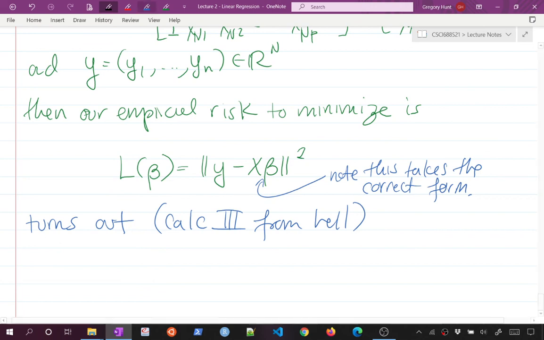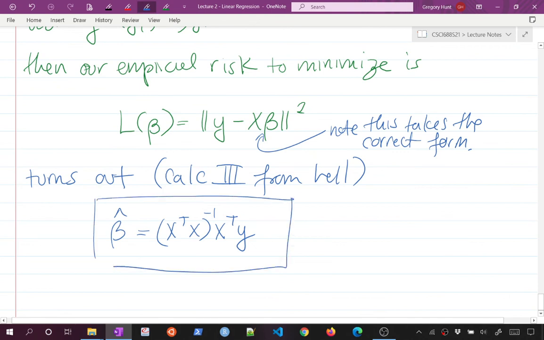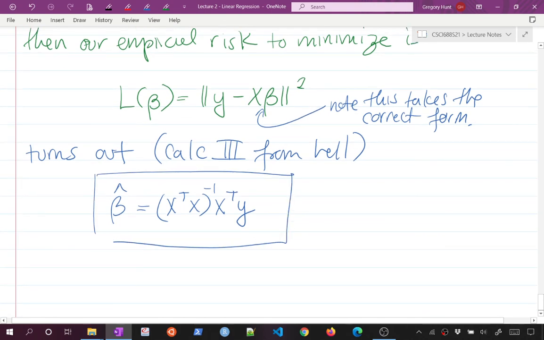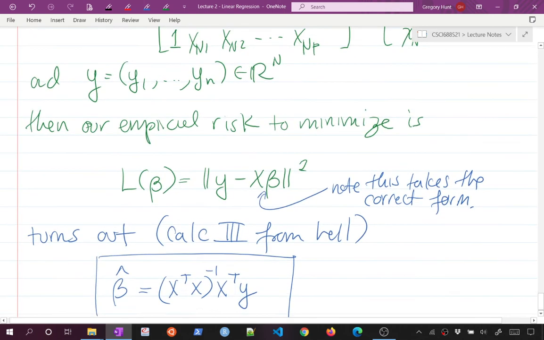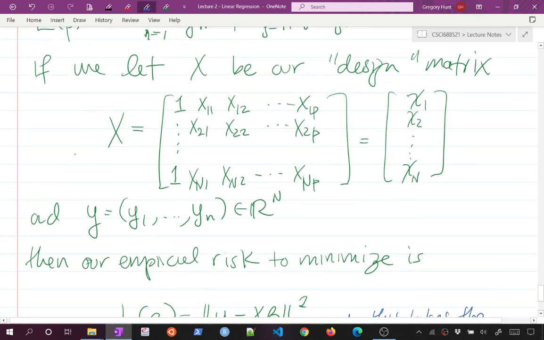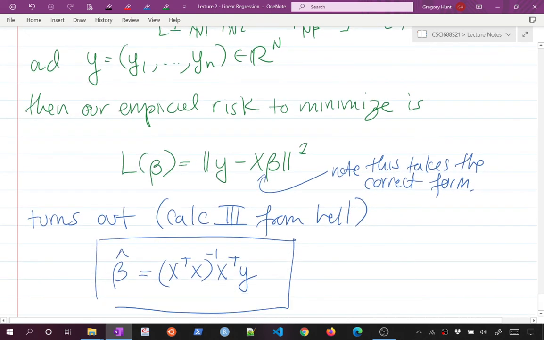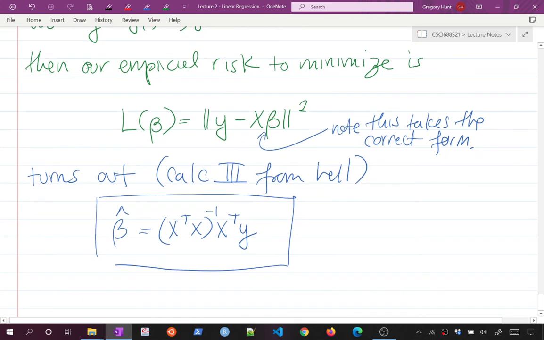Turns out this is actually a differentiable function in beta that we can show, if you do the minimization correctly, that beta hat is x transpose x inverse x transpose times y. So this is a formula that you should commit to memory. For linear regression, this gives us beta. If I take my data, I put it in a design matrix, and I'm minimizing the least squares error here, the beta that minimizes it, beta hat, is x transpose x inverse x transpose y.